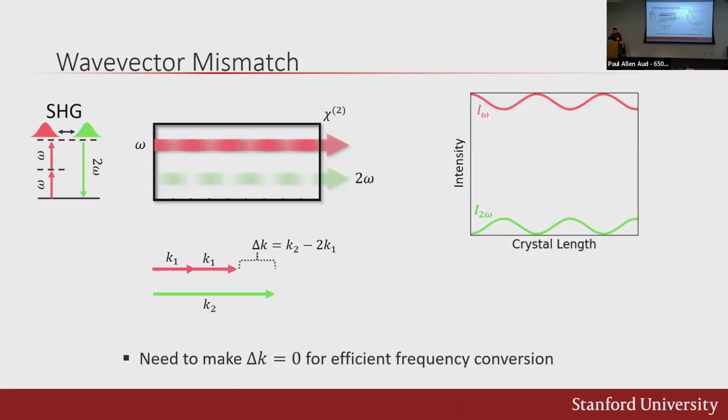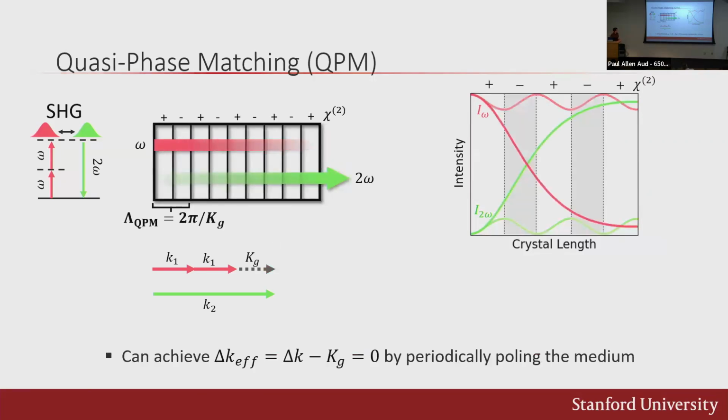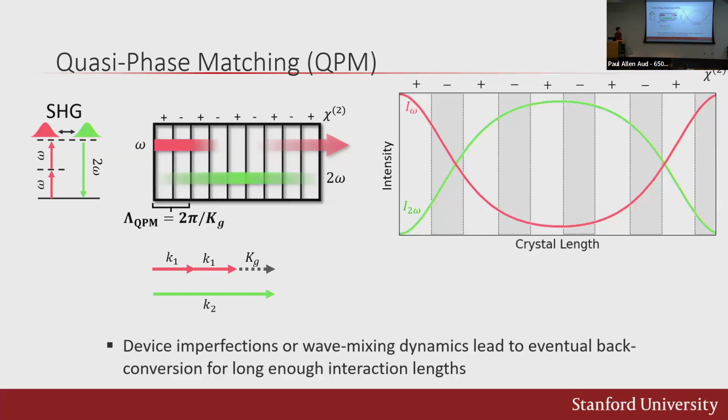By alternating the sign of the nonlinearity, we can actually achieve this. Right at the point where you have full destructive interference and we start back converting, we flip the sign of the nonlinearity, which flips the sign of the photons that are added to the second harmonic field, and we get constructive interference and efficient conversion of our fundamental field to the second harmonic field. Inevitably, there are always some non-idealities in our materials or interactions, so eventually some back conversion sets in, which is important for this cascaded second harmonic supercontinuum I'm going to talk about.